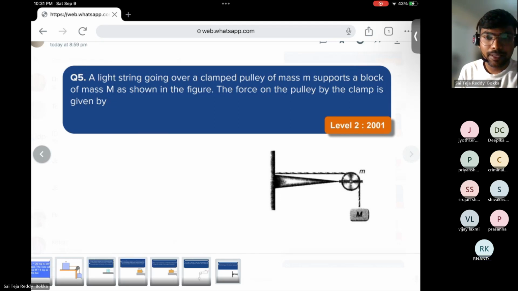Sir. Yeah. Small m plus capital M into g. Force. Wrong.